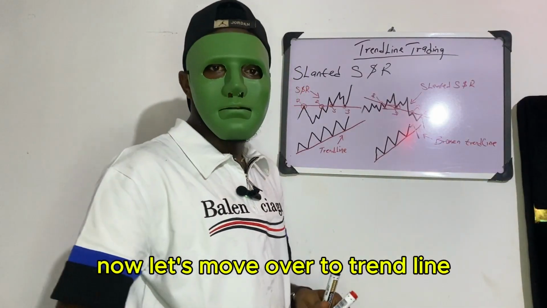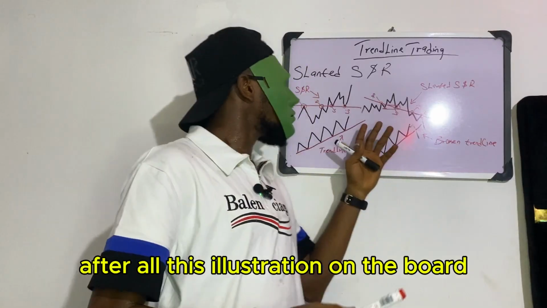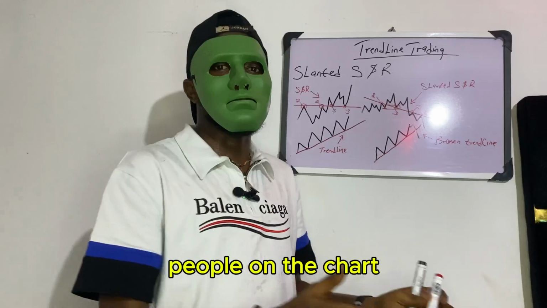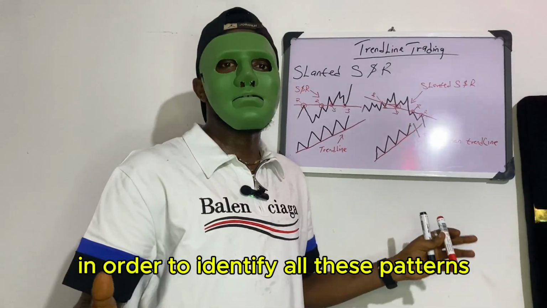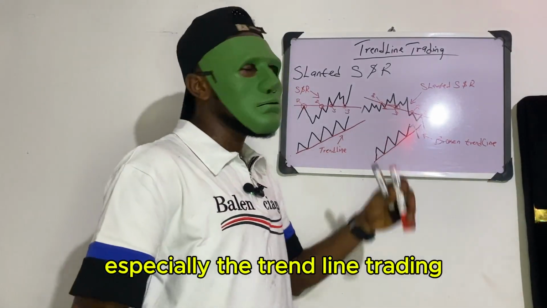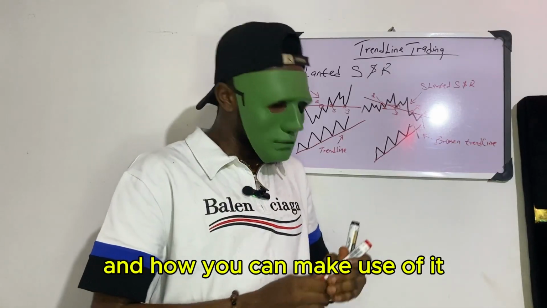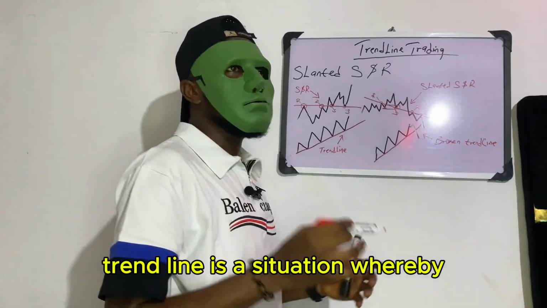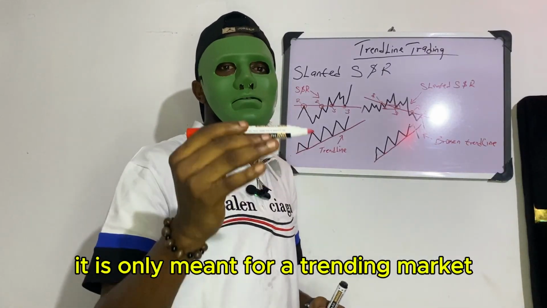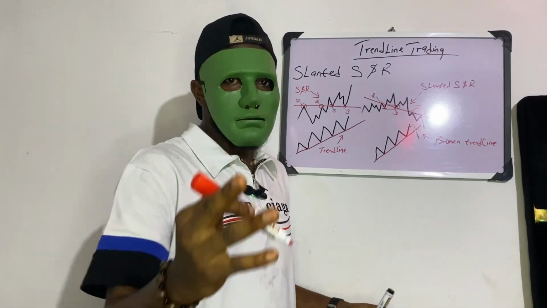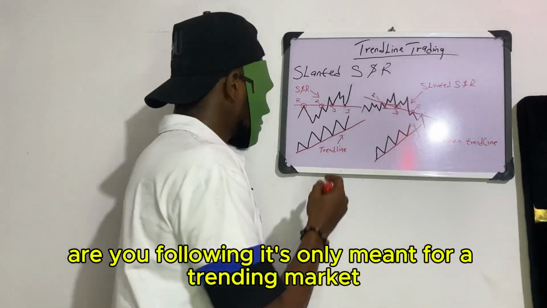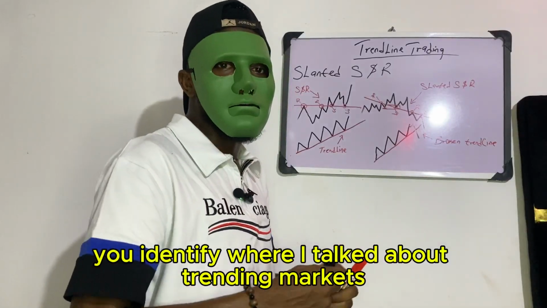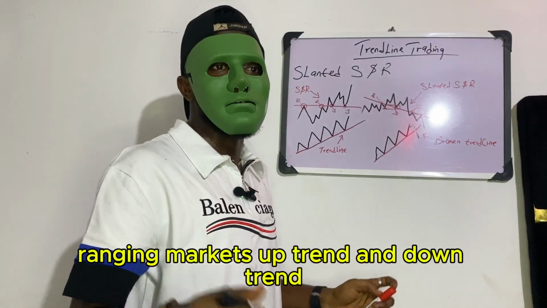Now let's move over to trend line. Don't forget that after all this illustration on the board, I am still going on the chart. I will still take you people on the chart in order to identify all these patterns, especially the trend line trading and how you can make use of it. Now let's move forward to the trend line. Trend line is a situation whereby it is only meant for a trending market. Are you following? It's only meant for the trending market. And if you watch my market structure video, you will see where I talked about trending markets, ranging markets, uptrend and downtrend.